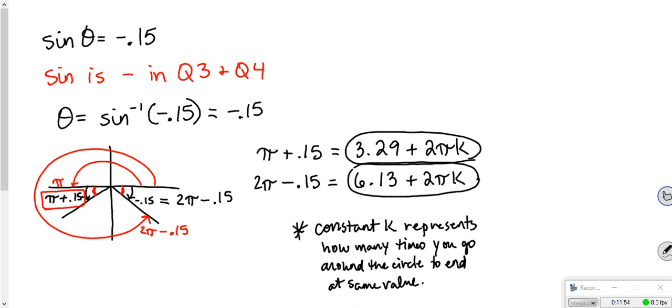Okay, so let me say that. Constant k represents how many times you go around the circle to end at the same value. That's what our k is. So again, on your answer block, you would put both answers separated by a comma.